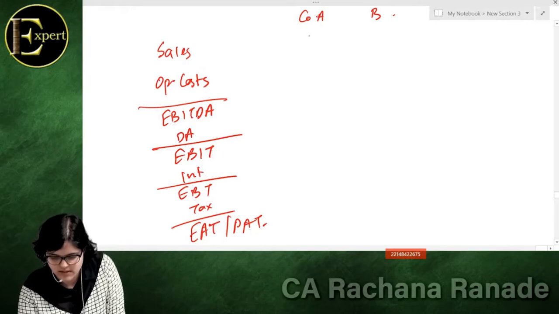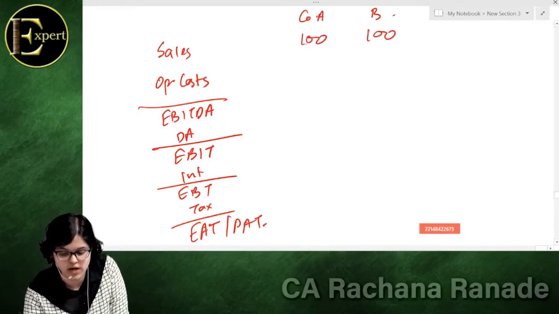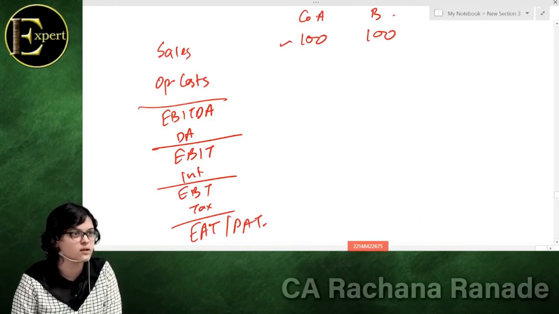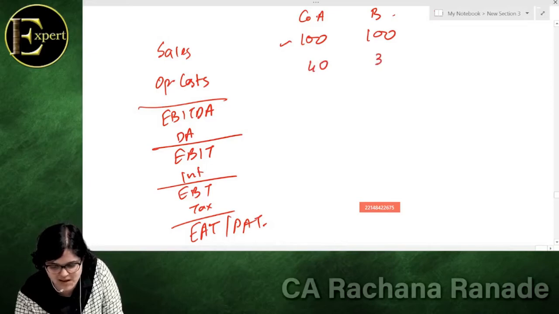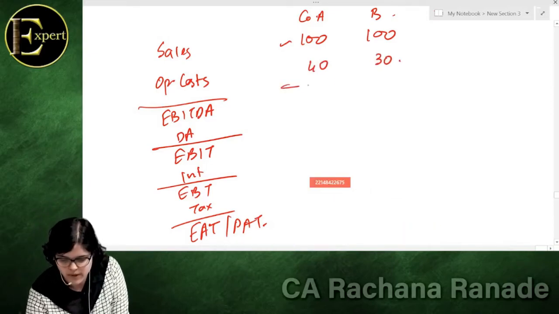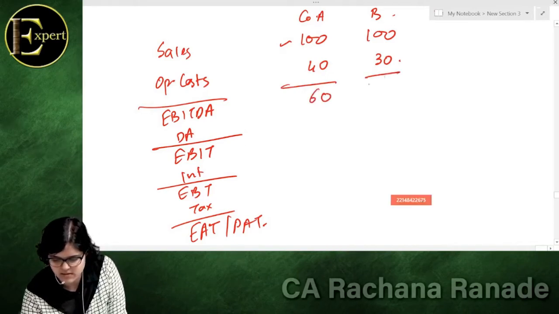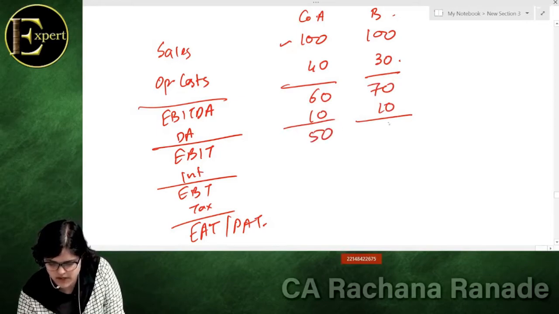Sales is 100 and 100. Operating cost, to achieve this 100 rupees sale, A incurs 40 rupees, B incurs 30 rupees. EBITDA is 60 and 70. Depreciation 10 for both. EBIT is 50 and 60.